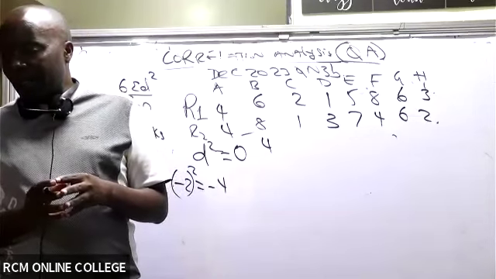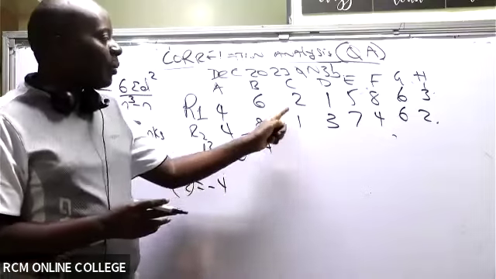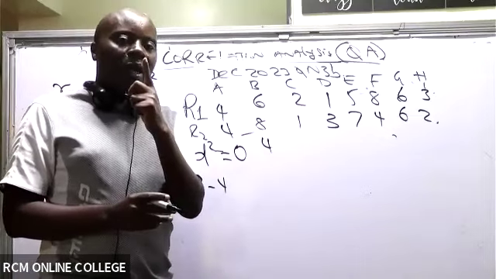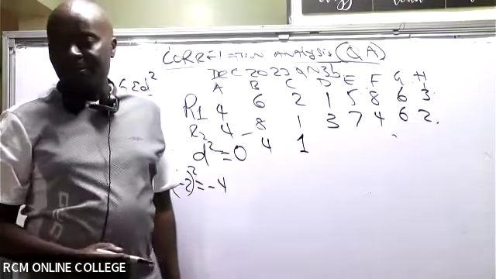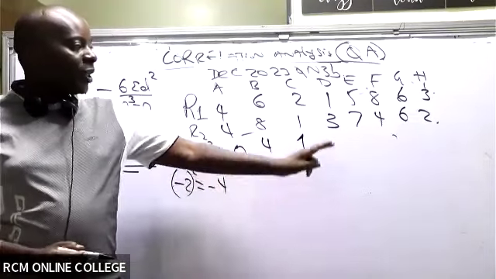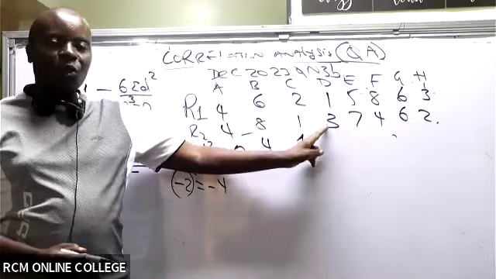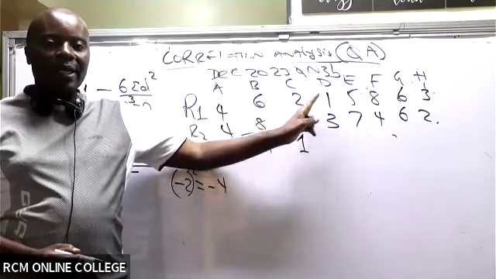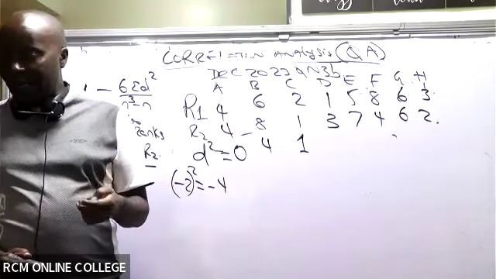So Sarah is giving me 1, because she has taken here 2 minus 1 is 1. 1 squared gives me what here? Gives me 1. So let's get to the second one, D. For D, remember it is rank 1 minus rank 2. Whatever answer I get, I square it.